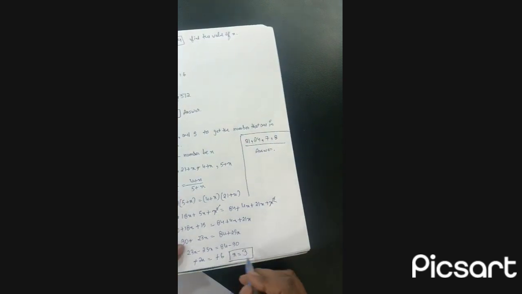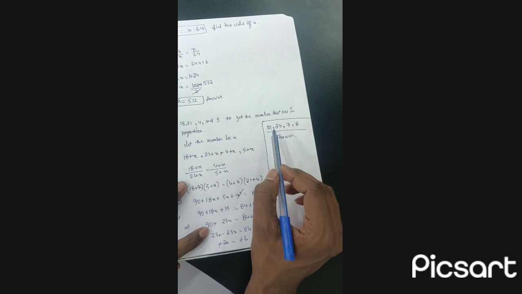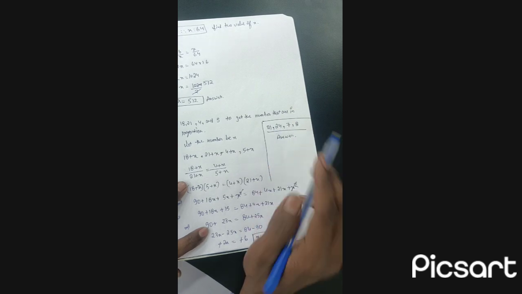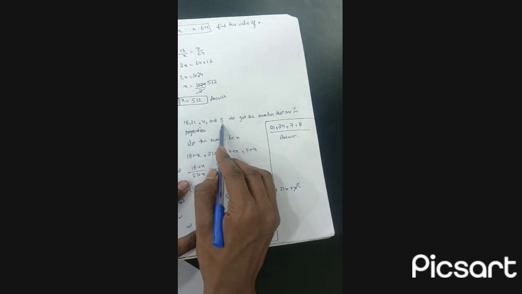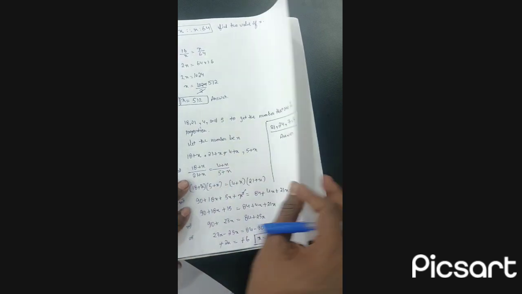Okay, so 3 will be added to every value in this proportion to get the values to be in proportion. If you add this value 3, you will get the values in proportion. Question number 9 is also solved. Now we will be solving question number 10.